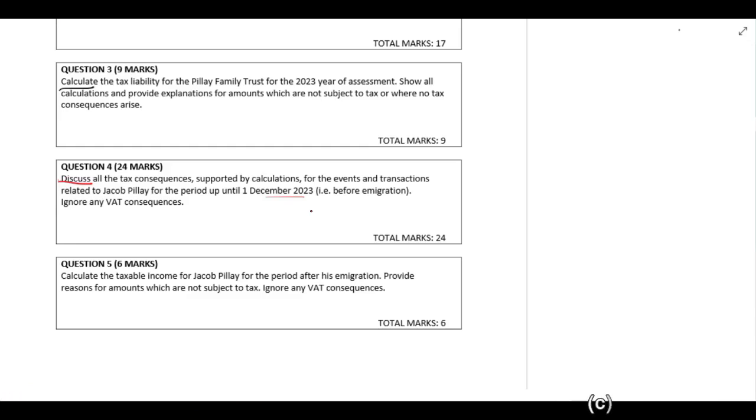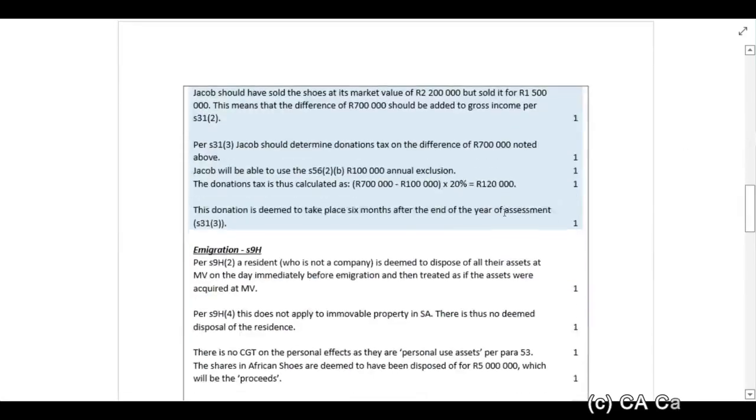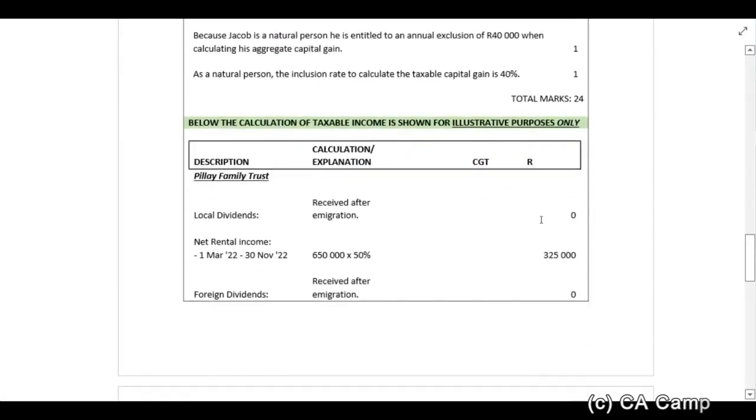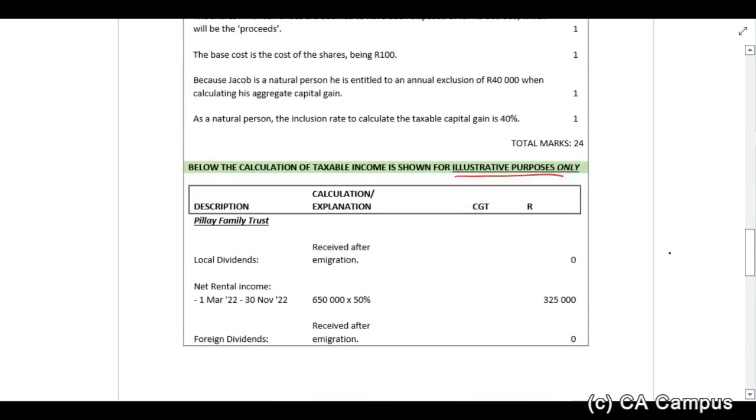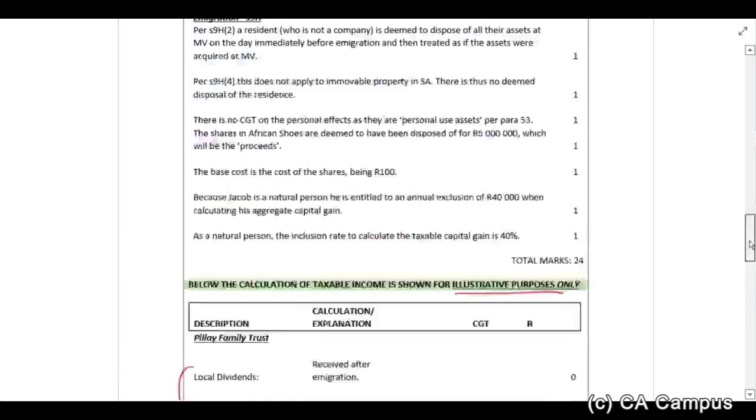Now this is a discussion question, and as you'll see if you look at the solution, at the bottom, just for illustrative purposes, I've also done this in a calculation form. What I want you to pay attention to, especially if you're struggling with discussion questions, is that everything that I do in calculation form, I just say it in words. So the rental income from March until November, he's entitled to 50% of it because it's vested. He'll be taxed on that. You'll see those are all the discussions.